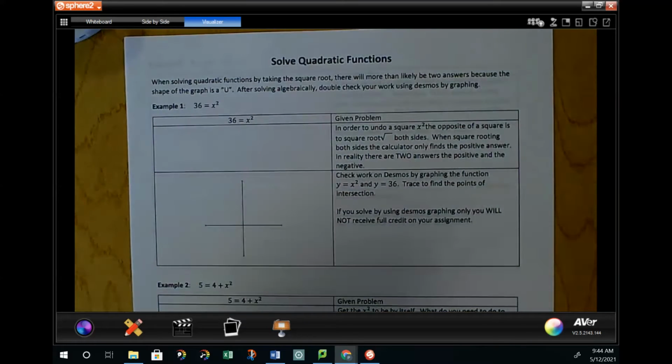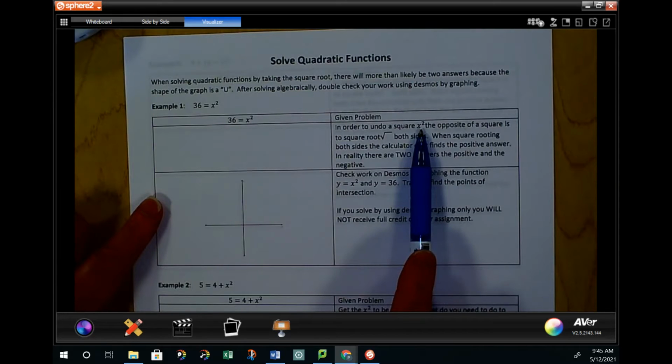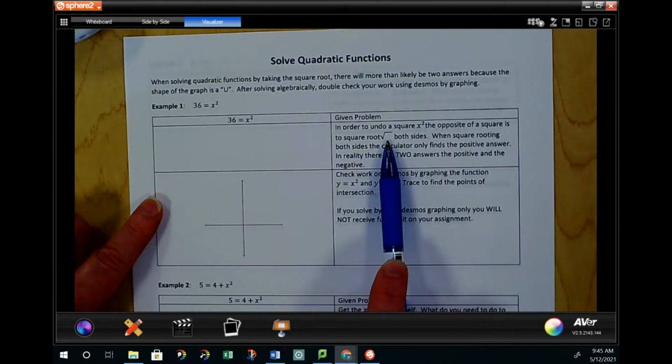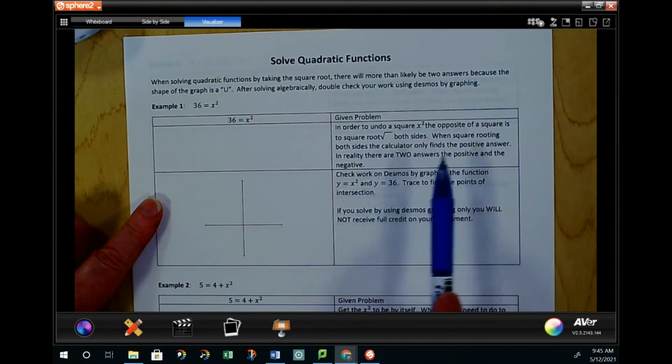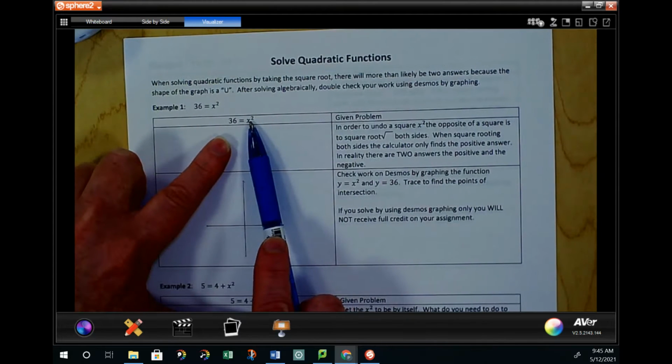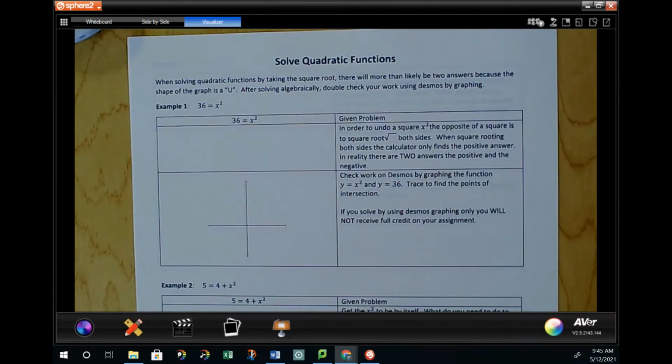Okay, this is how to solve quadratic functions, which we've been studying so far in vertex form. So basically, in order to undo a square, you're going to have to take the square root of both sides. Now this is the trick when you do the square root, because your calculator is not going to give you the correct answer.